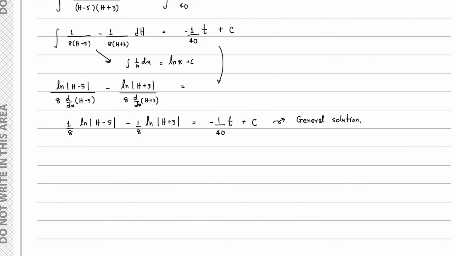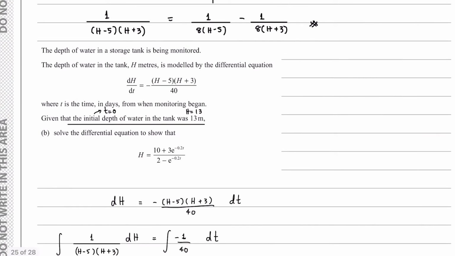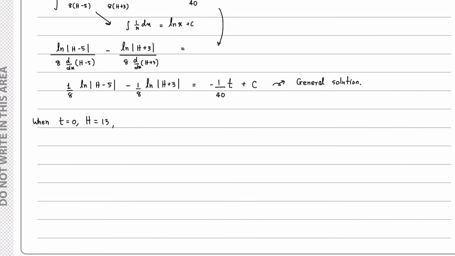Next, we have to find the boundary or the initial conditions to substitute into this general solution to find c. From the problem, we know that the initial depth of water in the tank was 13 meters. So this one means at the beginning. That means when t equals to 0, h will be 13. So we can substitute this initial condition into our general solution in order to find the particular solution. We substitute 0 and h equals to 13 in here.